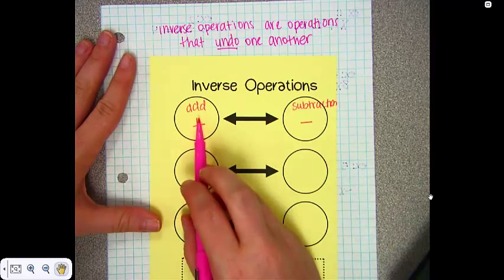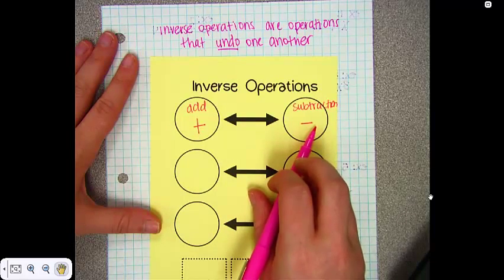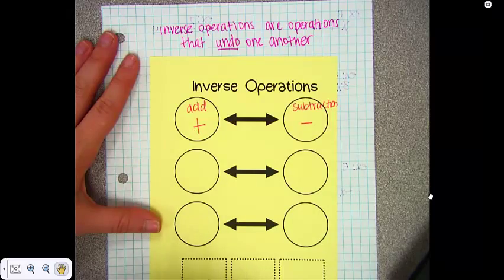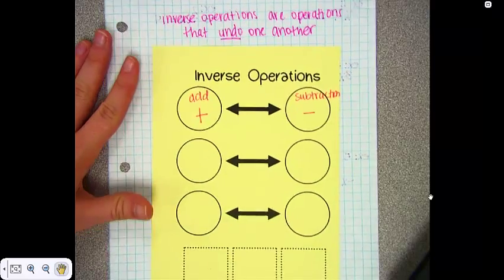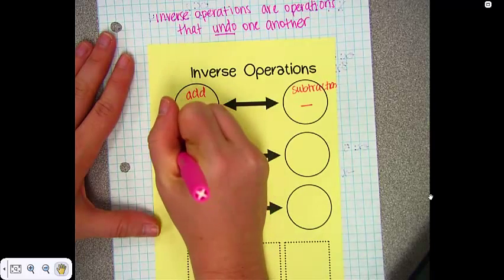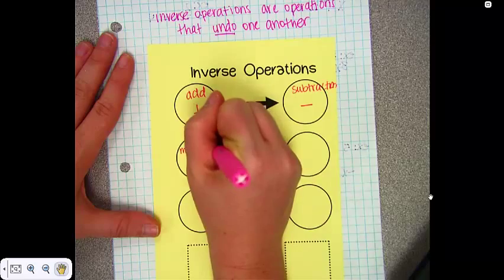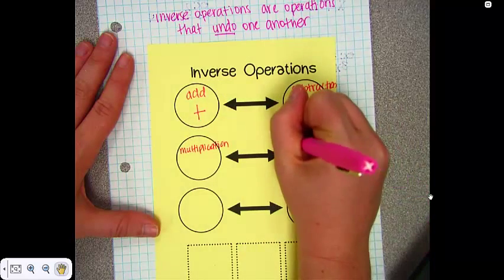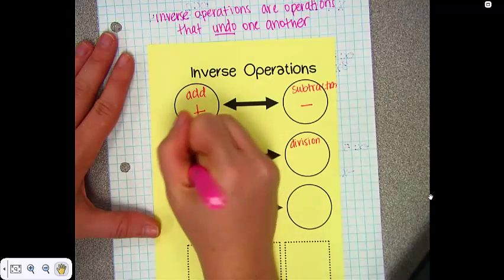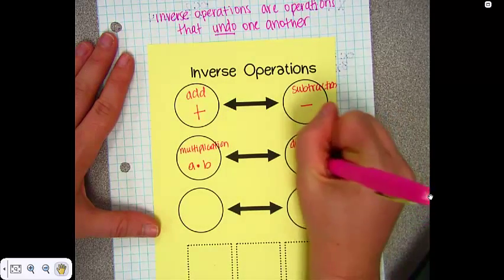If I have a positive 3 and I want to undo that, I need to subtract 3. Just the opposite, if I have a negative 4, I need to add 4 in order to undo that 4 and end up with 0. The second set of operations that are inverses are multiplication and division. A times B is the opposite of A divided by B.